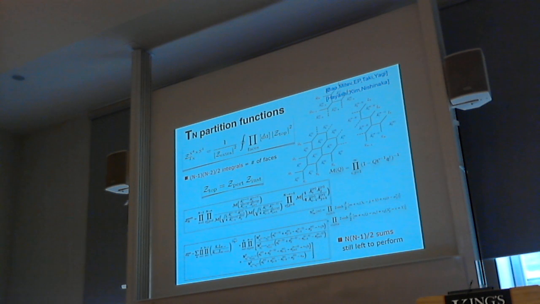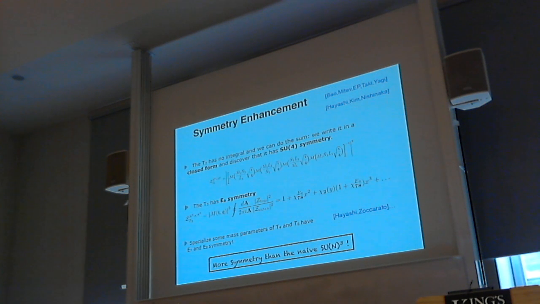And here, usually in theories with Lagrangian description, we have coupling constants. Here there is no coupling constant, you have a combination of the mass parameters. So this is the formula, and I want to stress that this is not a beautiful formula. We still have another (n minus 1) divided by 2 sums left to perform. Now, okay, this is a very ugly formula, but you can look at it.